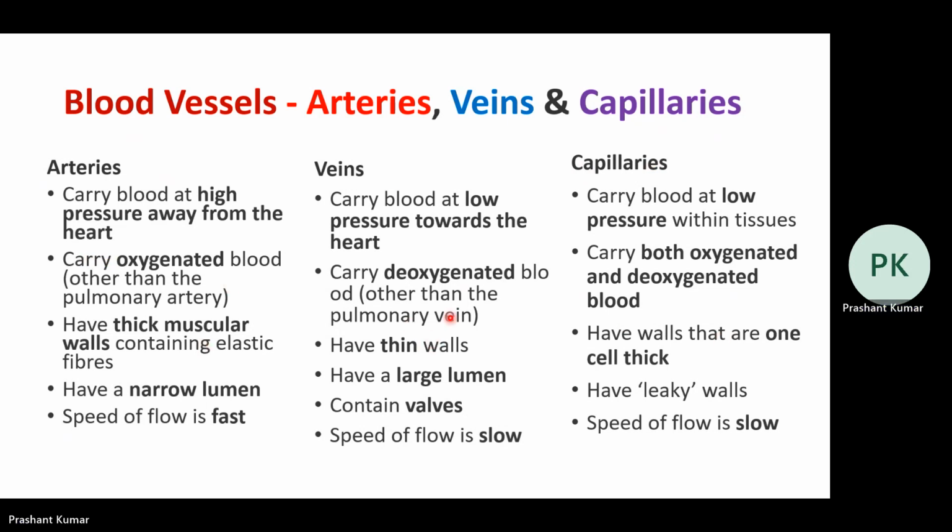If we have to compare arteries, veins, and capillaries, this is a comparative slide where I have differentiated all the things in one place. It will be easy for you to memorize. Arteries carry blood at high pressure from the heart. We know it's coming from the heart, so obviously it will be high pressure. For veins, it's definitely low because the blood is going towards the heart. They collect all the waste substances from the body to the heart. Capillary pressure is obviously low because they're going in between the gaps of the cells.